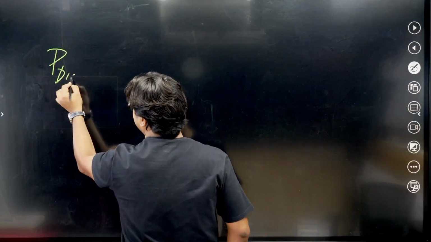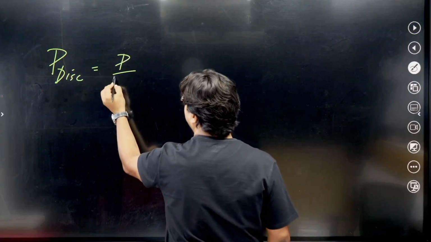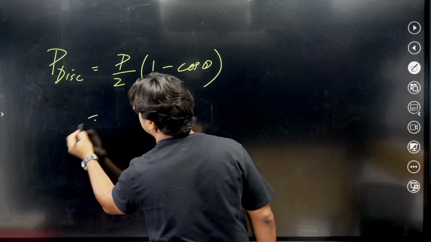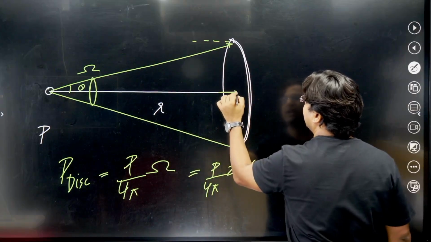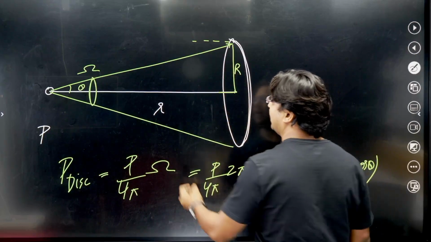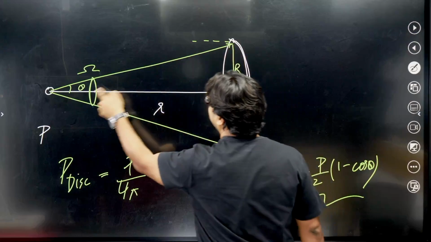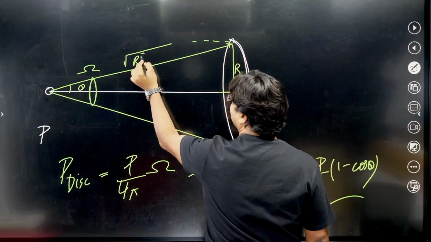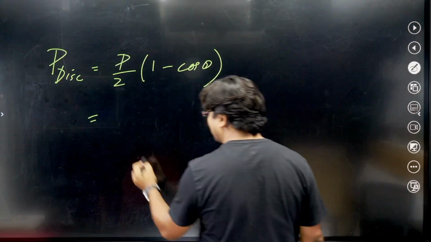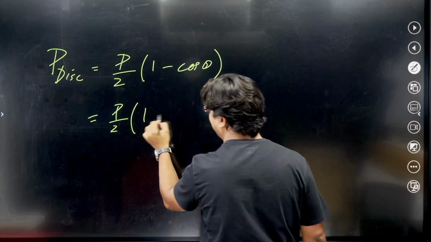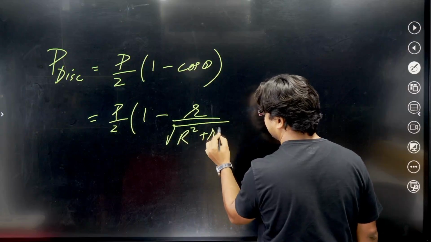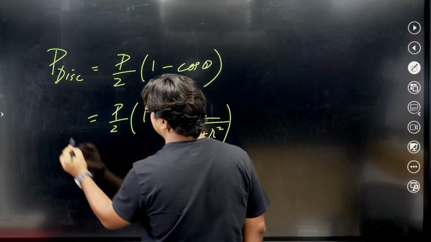The power incident on the disk will be written as P by 2 (1 minus cos theta), and cos theta can also be written in terms of the radius of the disk and the distance of the center of the disk from the point source. How? Cos theta will be base upon hypotenuse. This distance would be root of r square plus R square, which we can very easily calculate using the Pythagoras theorem. So it will be P by 2 (1 minus small r divided by root of r square plus R square). So this is the power.